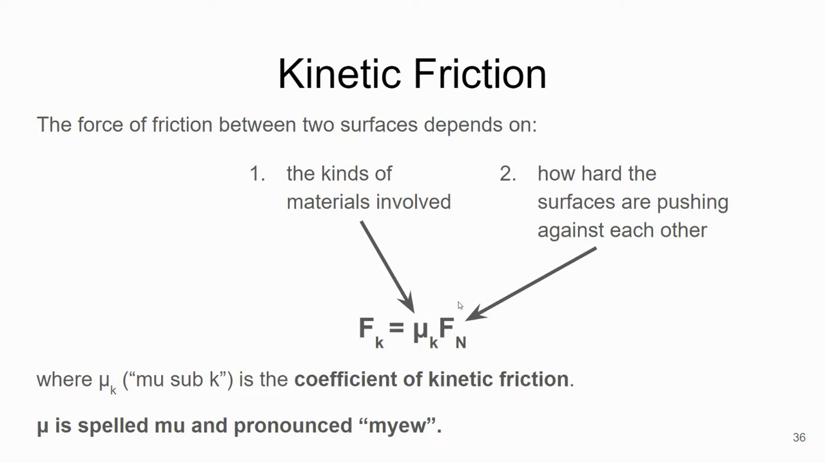The other thing, the kinds of materials involved, is handled by something called the coefficient of kinetic friction. And the symbol for this is mu sub k. Mu looks like a funny U with an extra stick on it. It's the lowercase Greek letter for m, spelled mu and pronounced mu. Capital mu is just a capital M. Lowercase mu is this funny looking U-shaped thing, or it also looks like an H that you flipped upside down, kind of. So here is your formula for kinetic friction: F sub k is equal to mu sub k times F sub n.